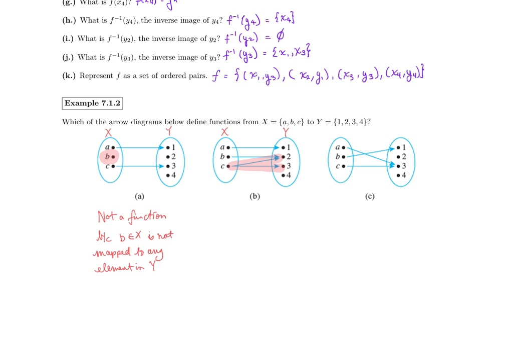So this one is also not a function. And this is because element C in our domain X maps to more than one element in our codomain Y. And that's a problem.